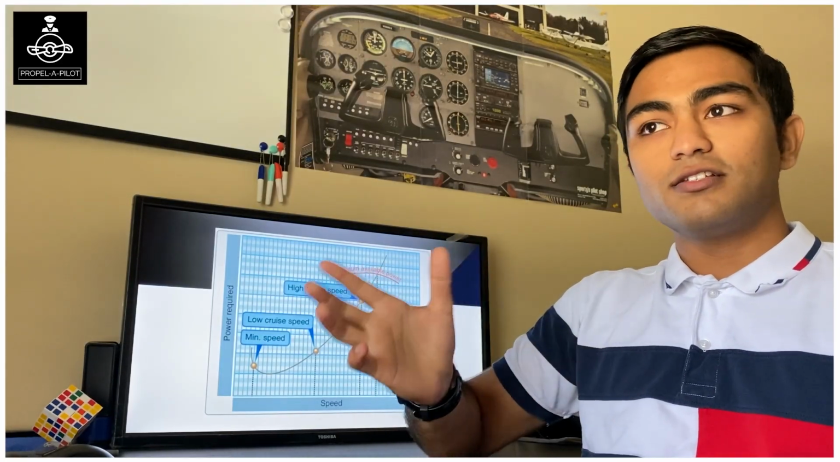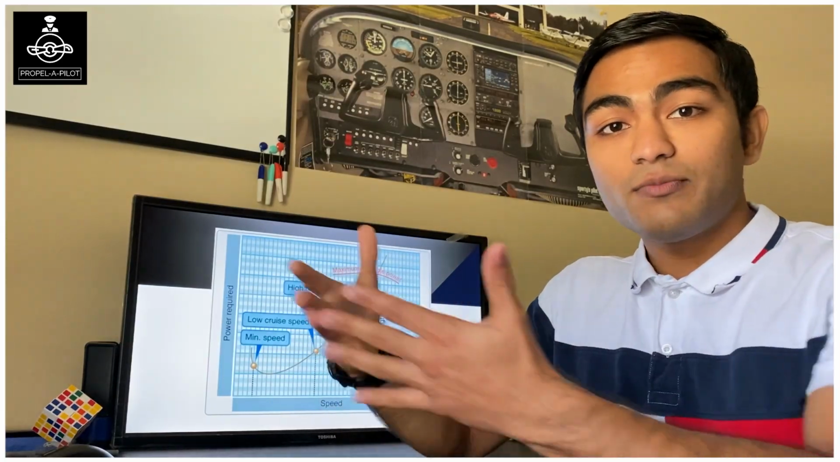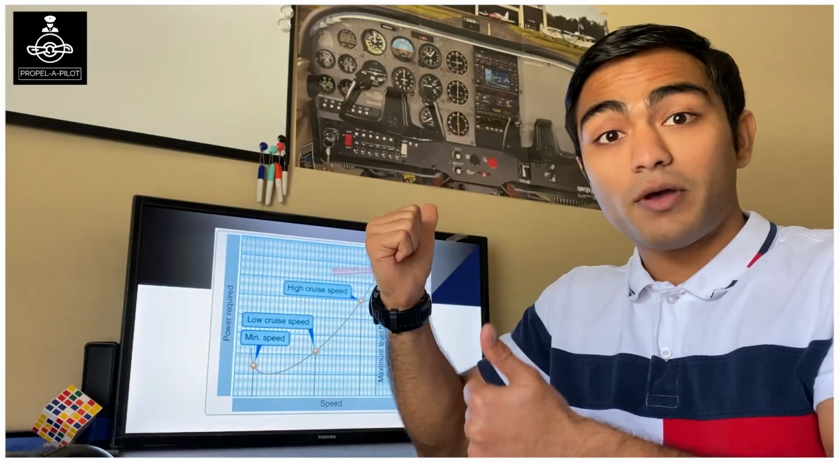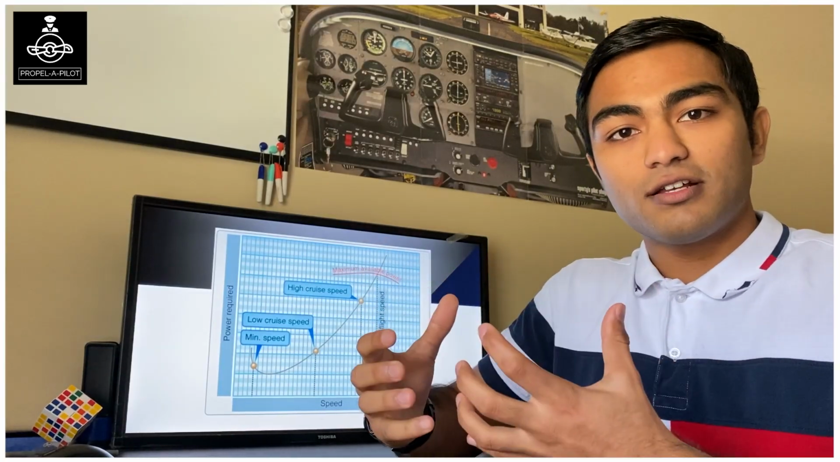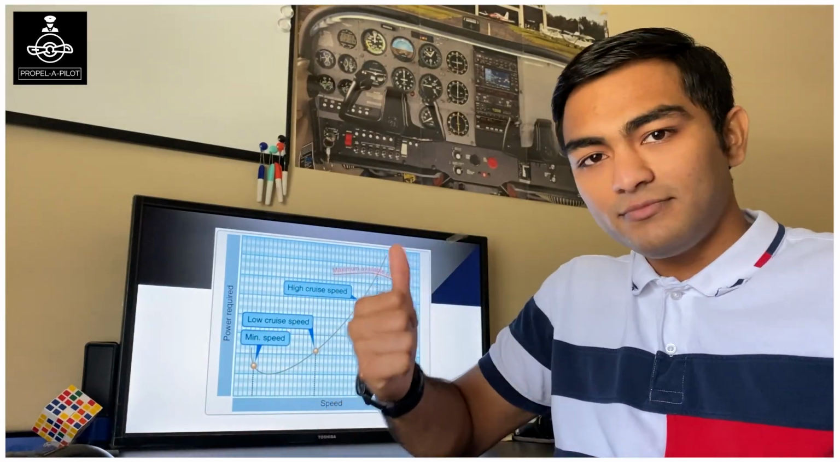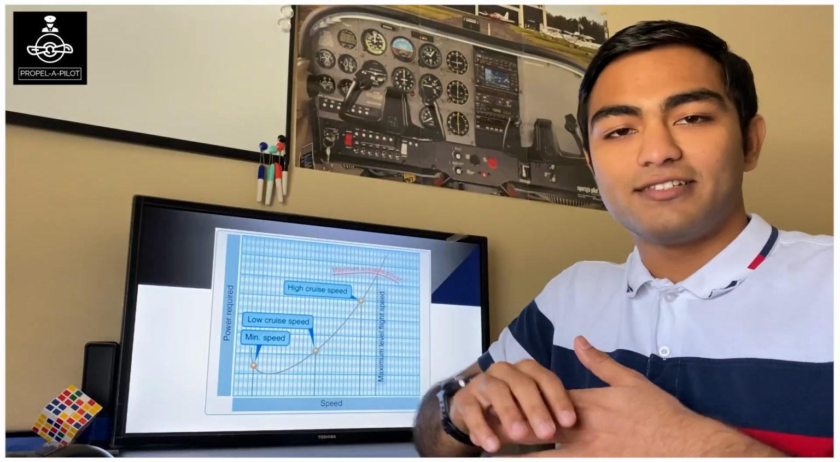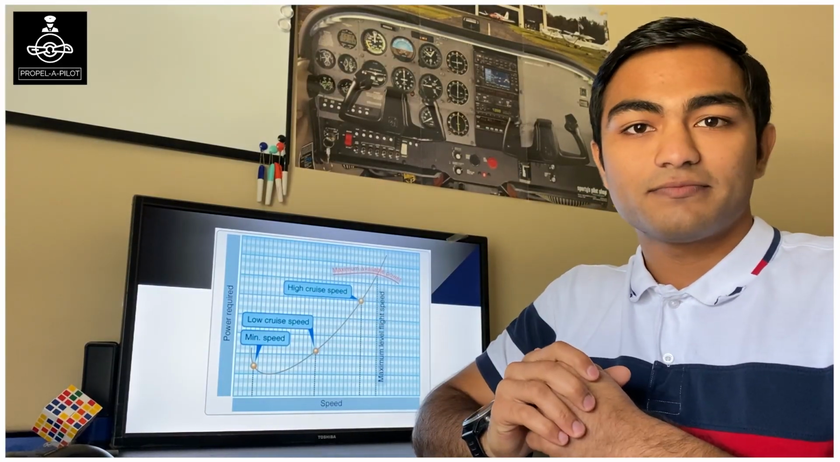Why is that? This is because at this point, the engine cannot produce any more power. It is at its maximum available power. So you cannot create any more thrust beyond this point to accelerate the airplane. Hence it is the maximum level flight speed. You cannot go faster than this.